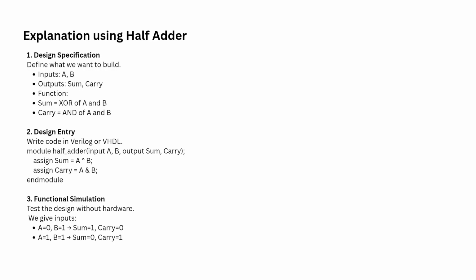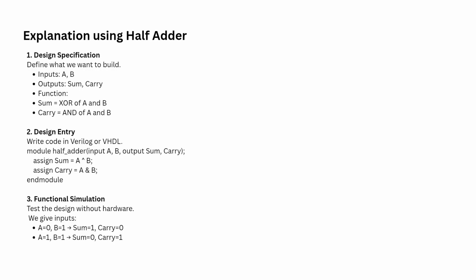In the next step, design entry, we write Verilog code. In this example, we are using the data flow model for specifying our design. We have given the module name half adder. Inputs A and B are taken and outputs sum and carry are taken, and logic is written corresponding to the input. Like for sum, A XOR B, and for carry, A AND B. This code describes how our hardware should actually behave.